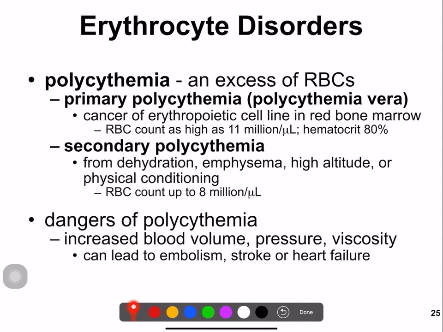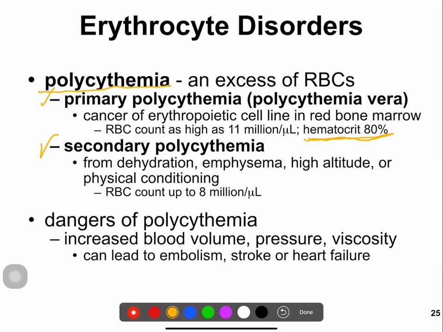Now, of course, there are a number of disorders that are related to either having too many red blood cells or not enough. And we call an excess polycythemia. And we can divide that into two groups, primary and secondary. Now, primary, we typically tend to think of as a cancer of the erythropoietic cell line. And in some cases, you can actually see that the hematocrit, remember that's the packed volume of red blood cells, can be up to 80%.